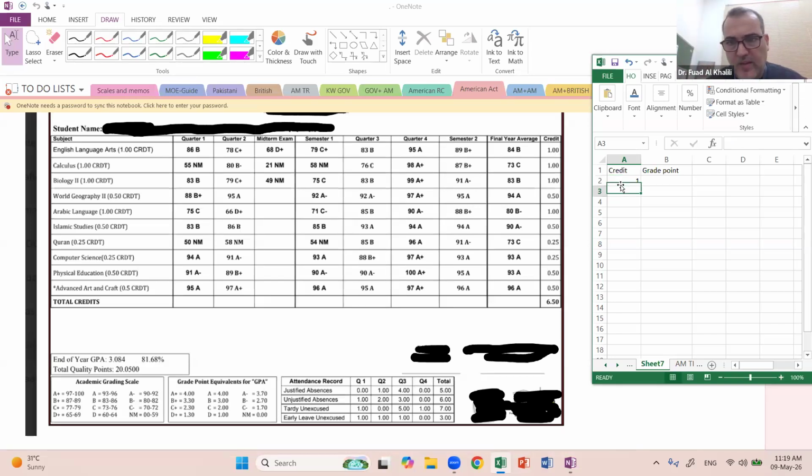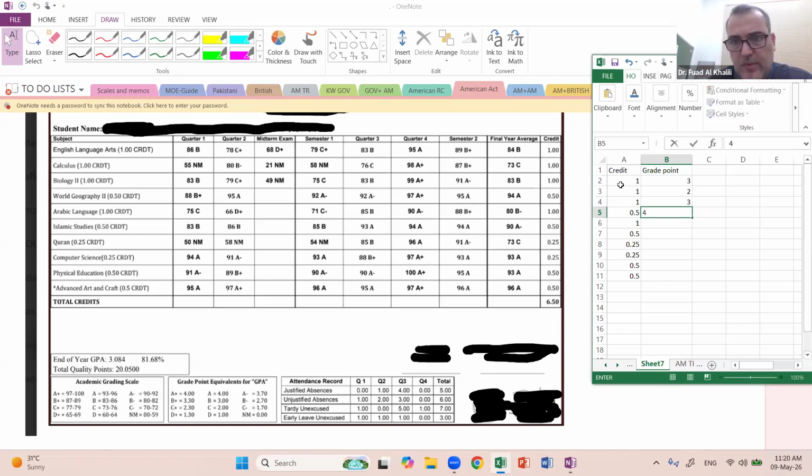So here, we have 1, 0.5, 0.5, 0.25, 0.25, 0.5, 0.5, right? If I made a mistake, please stop me. Right, great point. What is a B here? A B is 3. The first credit is coming from English language arts. It's a B, so it's a 3. The C here is what? It's a 2, which is the calculus. He got a C, so it's a 2. Biology, this student got a B, so it's 3.